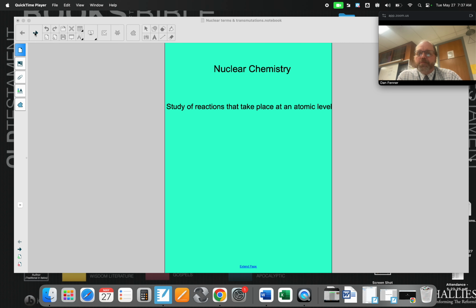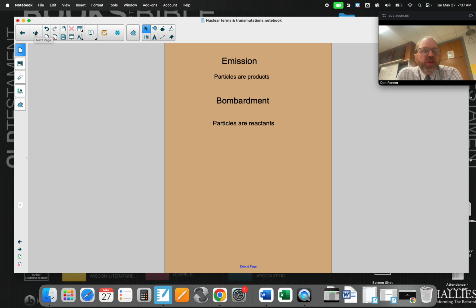All right, now, in order to do that, we have to have two different understandings of how things work. We have emissions, which are particles that are products, and a bombardment, where the particle is a reactant. So if we start with a particle, we call that a bombardment. If we end with a particle, we call that an emission. Now, what particles are we talking about?